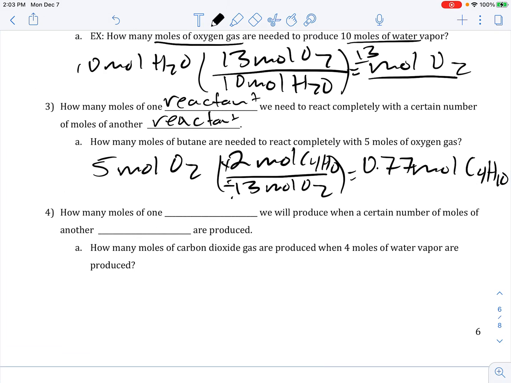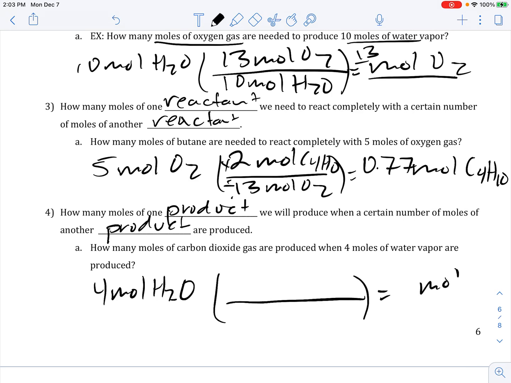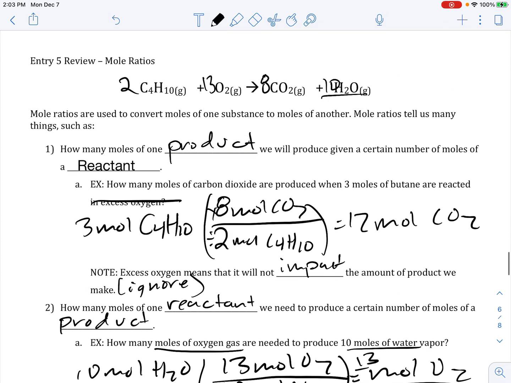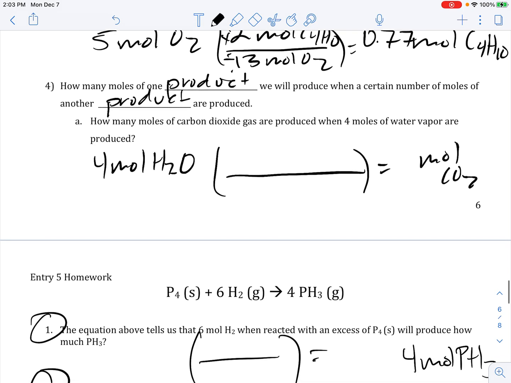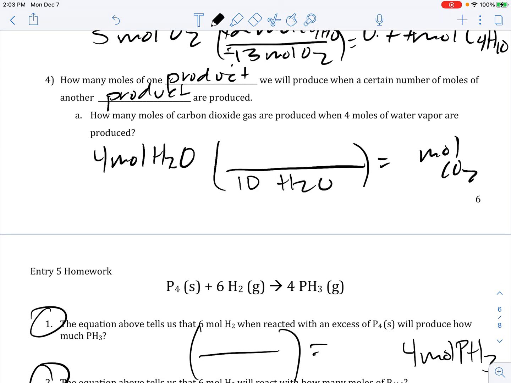Last type of problem, and these aren't really that important as long as you know how to calculate them, is how many moles of one product we're going to make if I know how much of the other product I'm making. So here I have 4 moles of water, which is H2O, and I want to know how many moles of CO2 I am making. So I go and I look, I got 10 H2Os and 8 CO2s. So on bottom I'm going to put 10 H2Os and 8 moles of CO2 on top. 4 times 8 is 32 divided by 10 gives me 3.2 moles of CO2 as my answer.